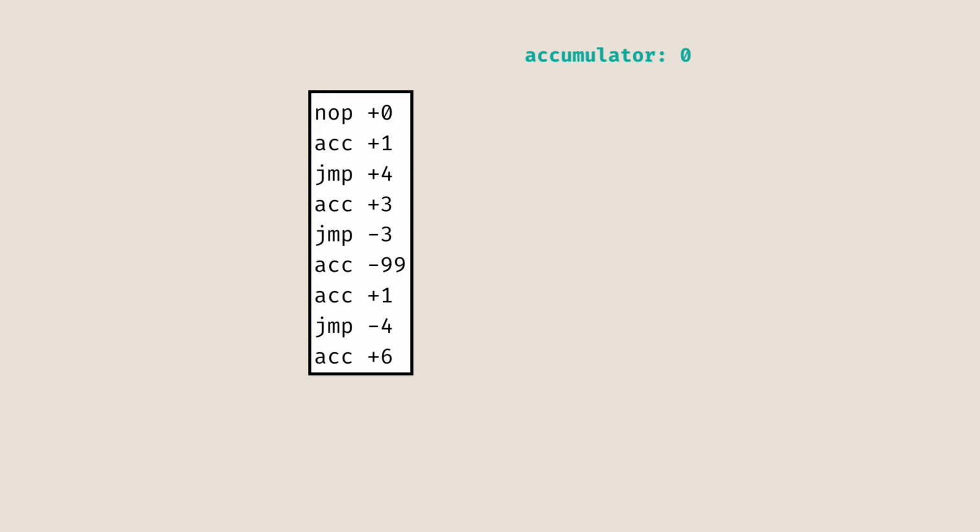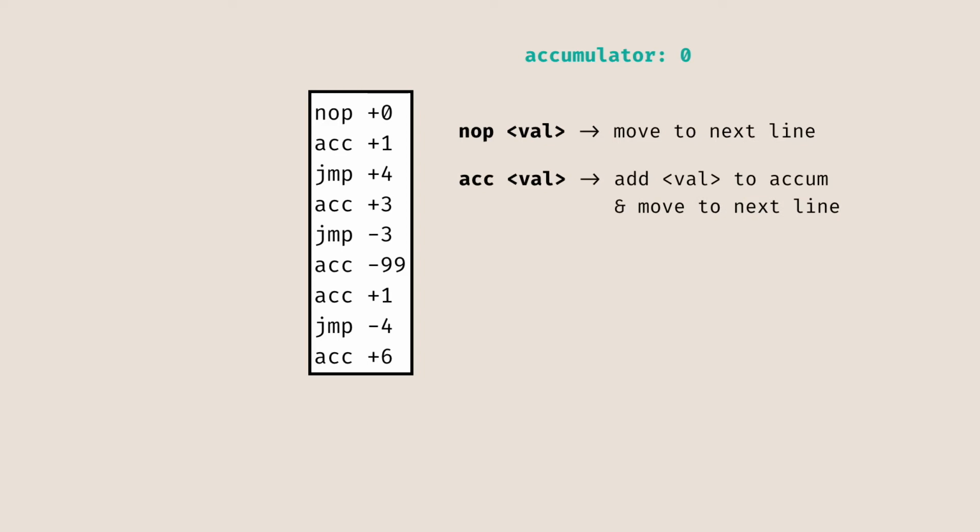So let's talk about our first instruction type, which would be our NOP. Notice that the NOP instruction can also take in a value. However, we don't really use the value. We just want to move to the next line. So the NOP instruction really just has us do nothing except go sequentially to the very next line in the instruction list. If we talk about the ACC instruction, what I should do is add the value in that instruction line to the current accumulator, as well as move to the next line sequentially.